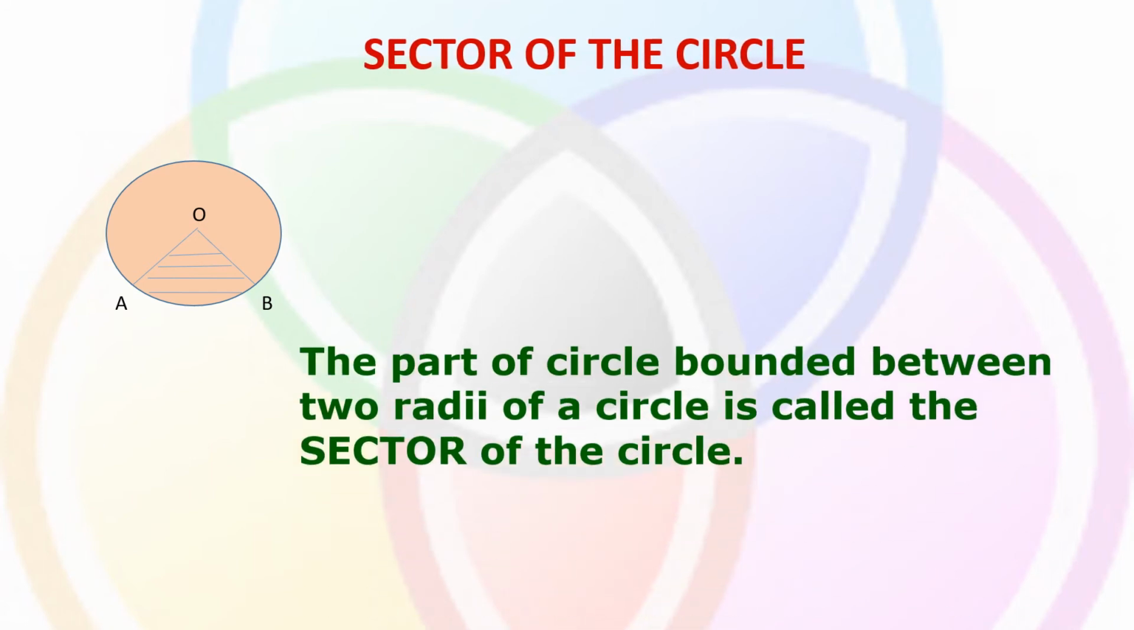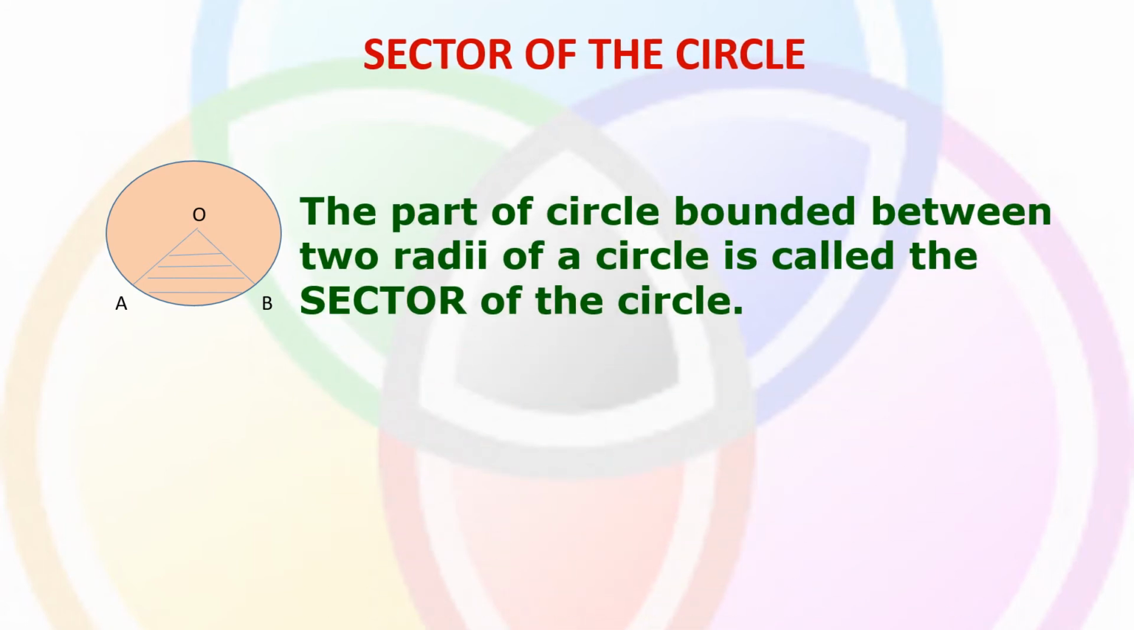Next is the sector of the circle. The region bounded between two radii, the part of the circle which is bounded between two radii. Here we are having two radii OA and OB. So the region bounded between these, this one, is known as the sector of the circle. These things you have already learned in your basic classes.